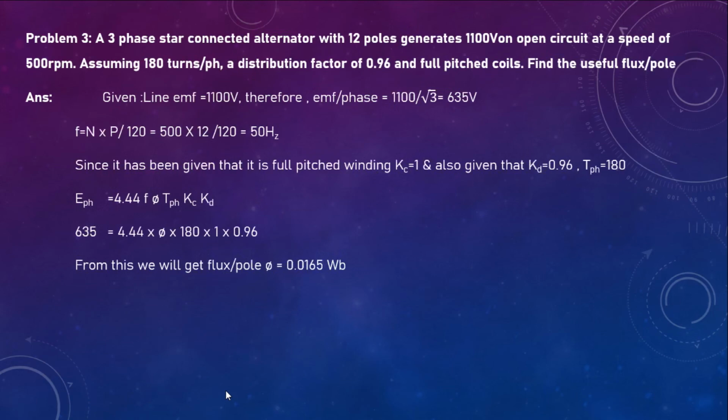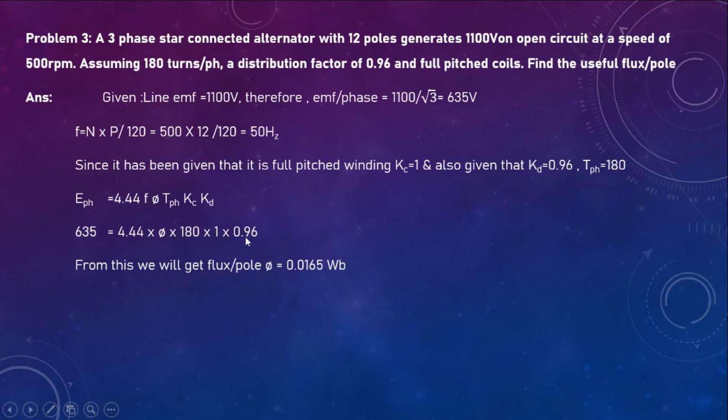Next, the third problem. A three-phase star-connected alternator with 12 poles generates 1100 volts on open circuit at a speed of 500 rpm. Assuming 180 turns per phase, distribution factor is 0.96 and full pitched, find the useful flux per pole. So here we need to find out the flux. Here voltage has been given as 1100 volts. Always if it is given as 1100 volts, it is line voltage. Line EMF. We have to find out the phase EMF because we are applying the formula for phase EMF, 635 volts.